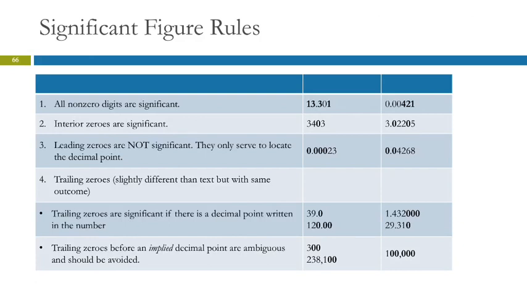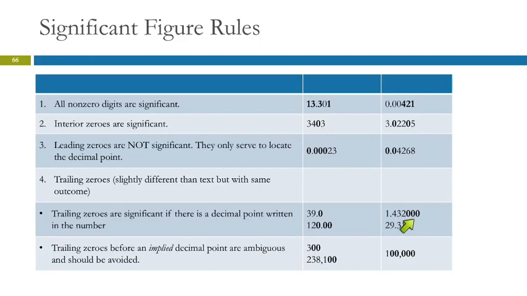Okay, so trapped zeros, interior zeros, always significant. Leading zeros, never significant. We left the really confusing ones to the end. What about zeros that come at the end of the number? Sometimes they are, sometimes they aren't. So if they come after a decimal point, well, actually, they don't have to be after. If there is a decimal point, an actual decimal point written anywhere in the number, they're significant. So 39.0, that counts as a significant figure. 120.00, all of those zeros are significant figures.